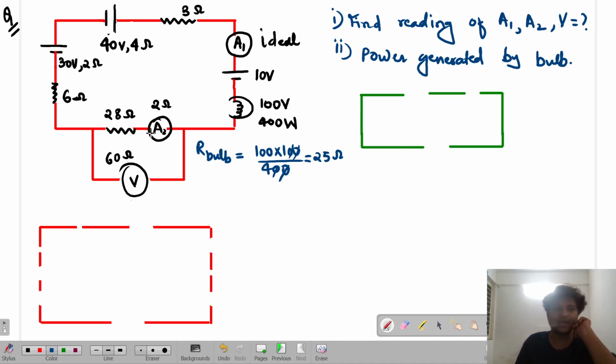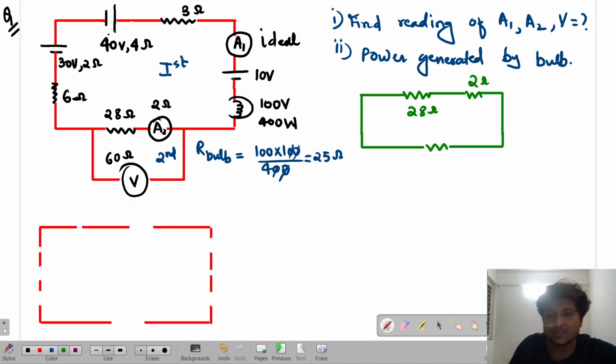Next thing is, before finding A2, A2 is like a second loop or not? This is my first loop and this is my second. And in the second loop, there is no external battery. So I can just consider this as a single R equivalent. Like considering as a single R, which is 28 ohms, and this is 2 ohms, and this is 60. I have to replace everything, voltmeter, ammeter and everything, by resistors, isn't it?